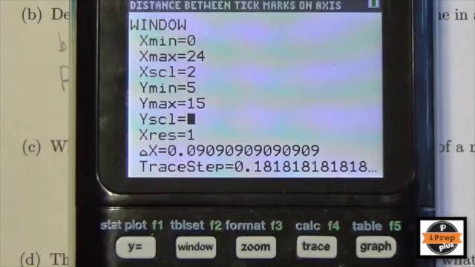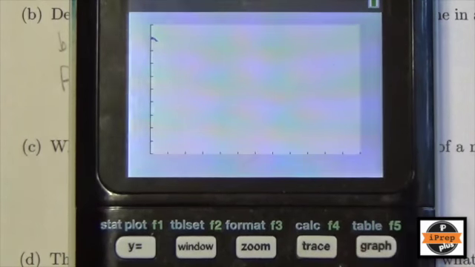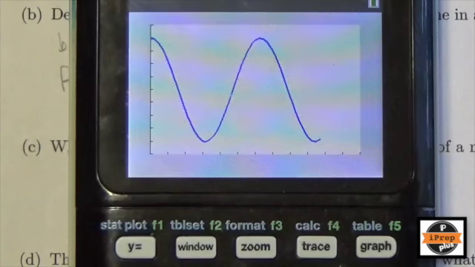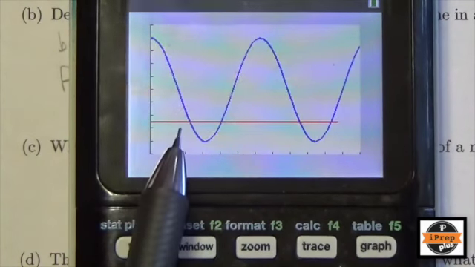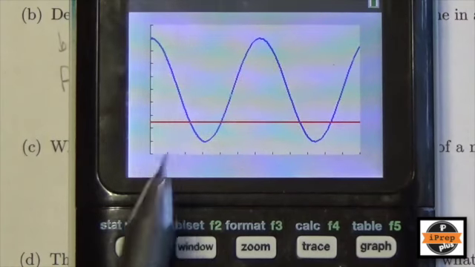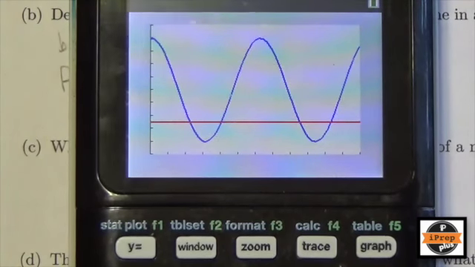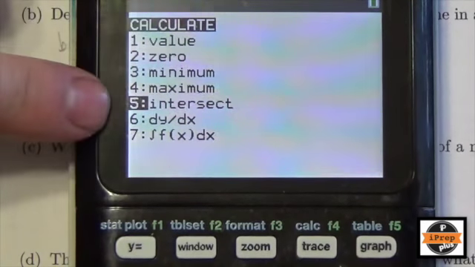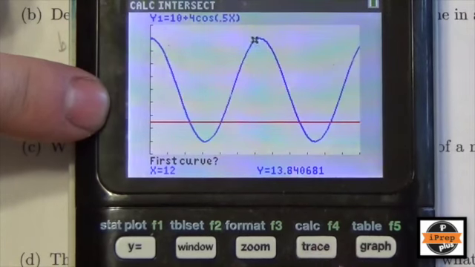And now if I press graph, okay, there's the tide, dropping down, up, down, goes back up again, and then here's that 7.5. What I'm interested in here is where they intersect for the first time. I'm asking at what time does it break the water. So now we'll go second trace, and I'm looking for where these two graphs intersect.